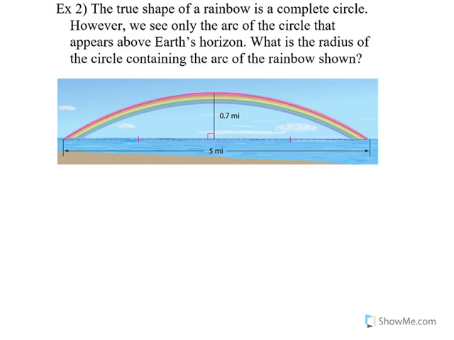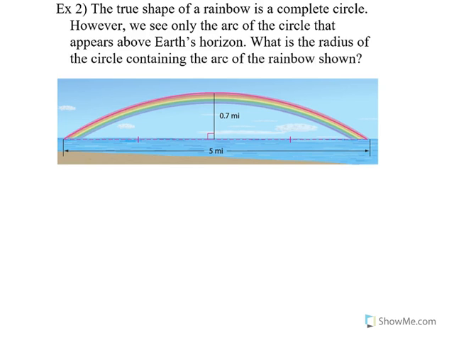Example 2. Let's talk about this one. It says, the true shape of a rainbow is a complete circle. However, we only see the arc of the circle that appears above the Earth's horizon. I don't know about you guys, that's pretty awesome, especially since we'll never be able to see the whole thing, but that is a really, really cool fact. But what we see is the arc that's above the Earth's horizon. What is the radius of the circle containing the arc of the rainbow shown?